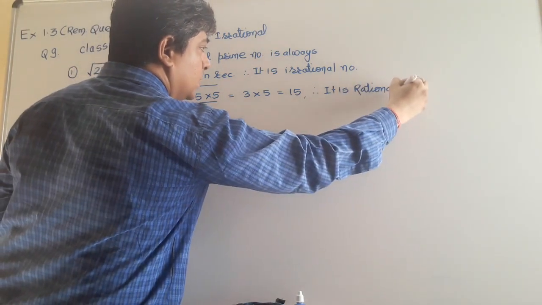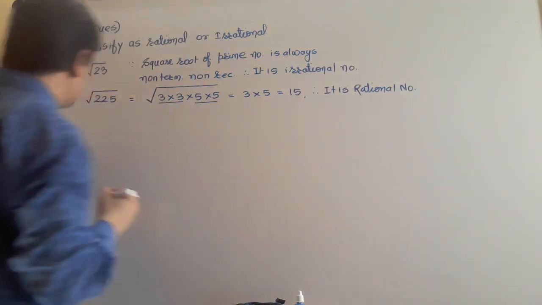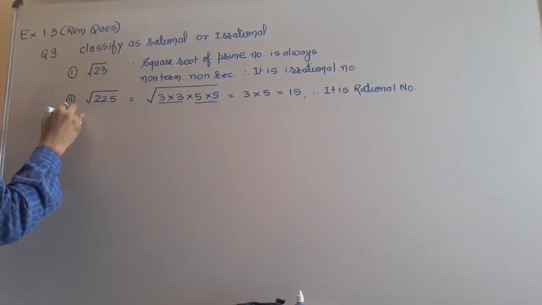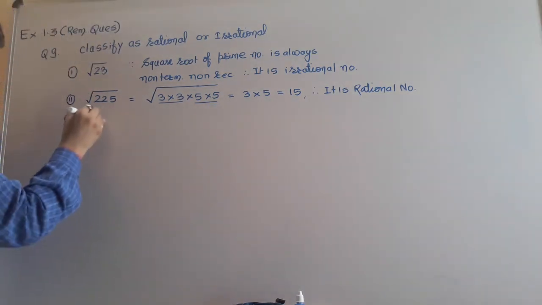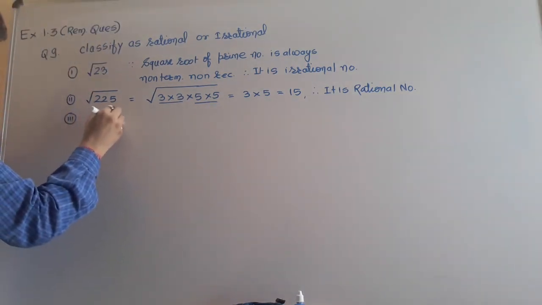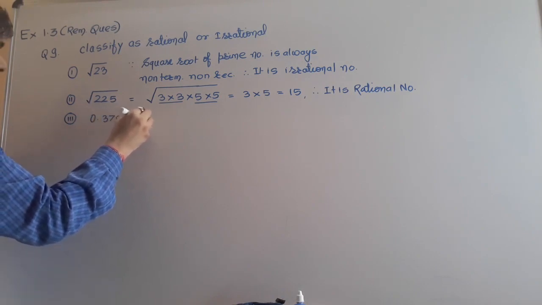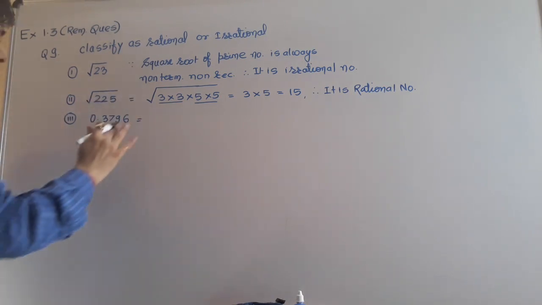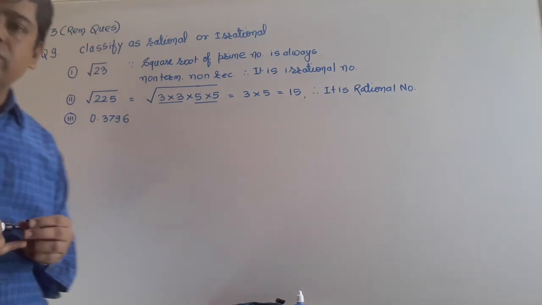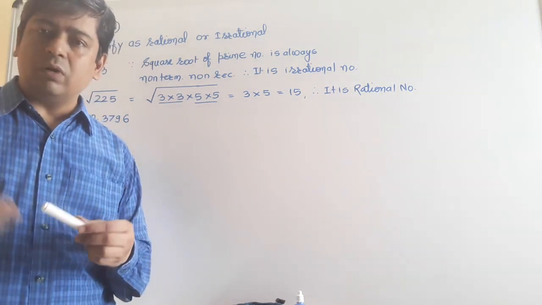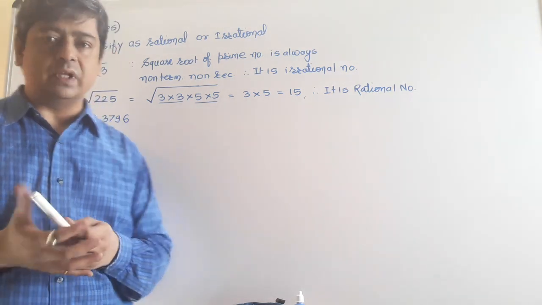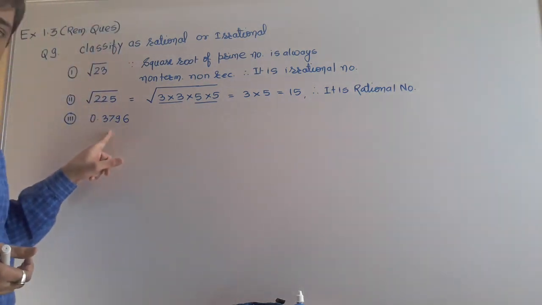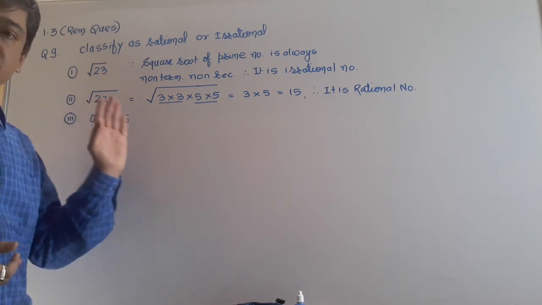Okay. Now, next one is part number three. In the third part, we have been given 0.3796. First of all, tell me, what kind of number is this? Terminating or non-terminating? Definitely, you will say it is a terminating decimal. Why? Because a terminating decimal ends after some places.